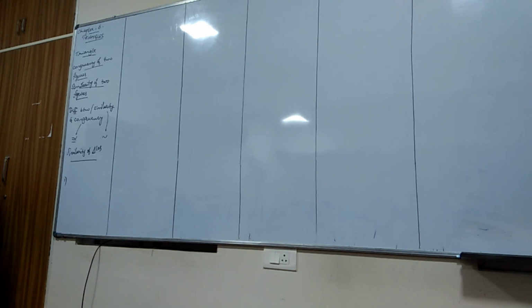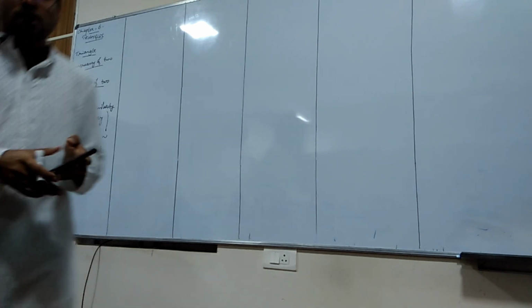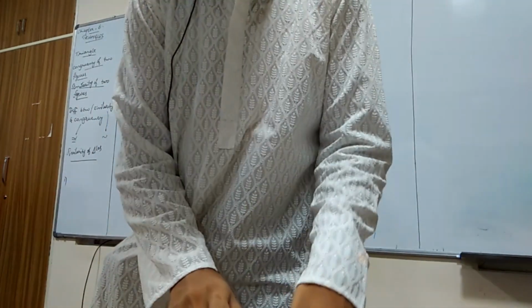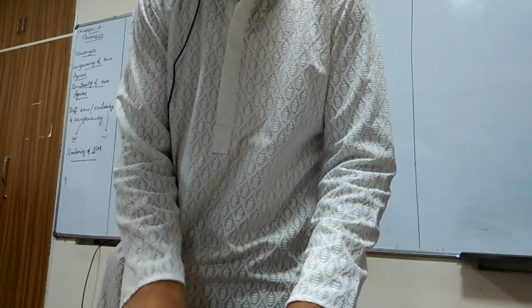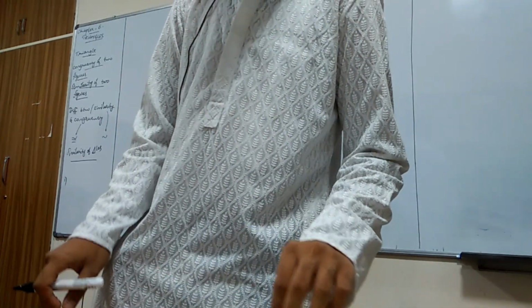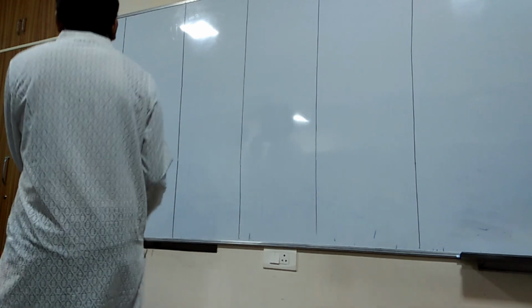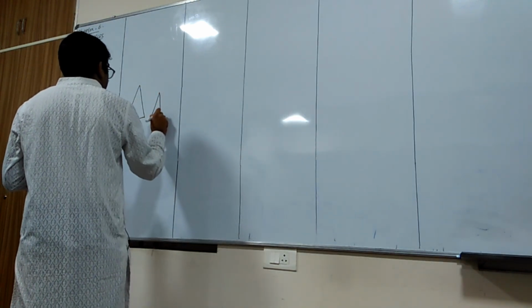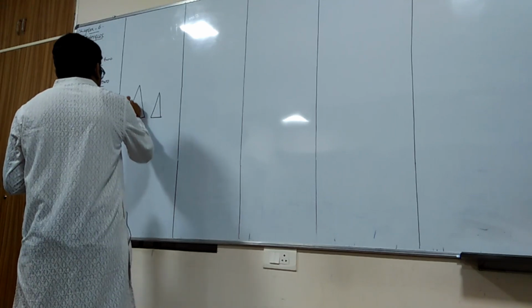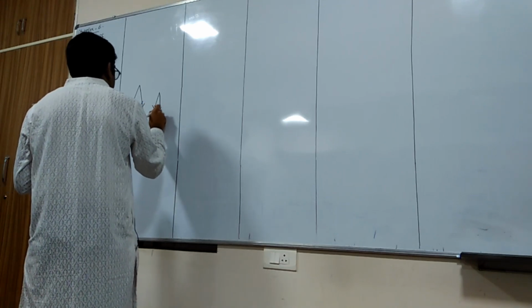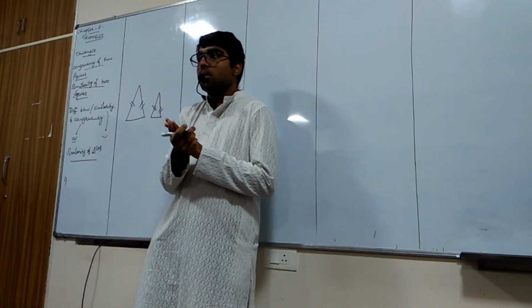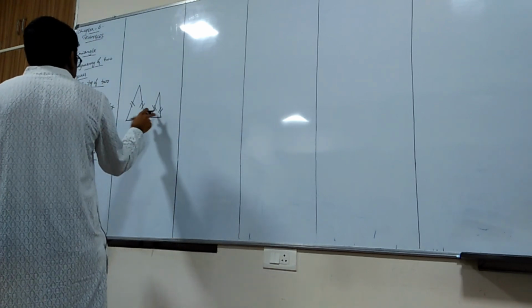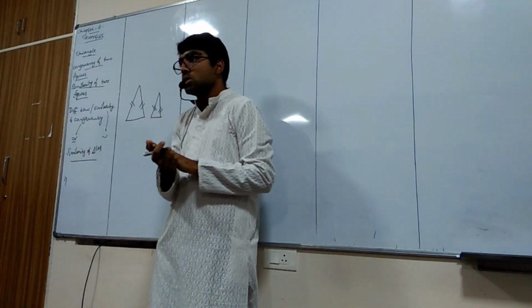Is there any example related to this? How do corresponding sides work? Okay. This is one triangle. This is one more triangle. Consider these to be two isosceles triangles.